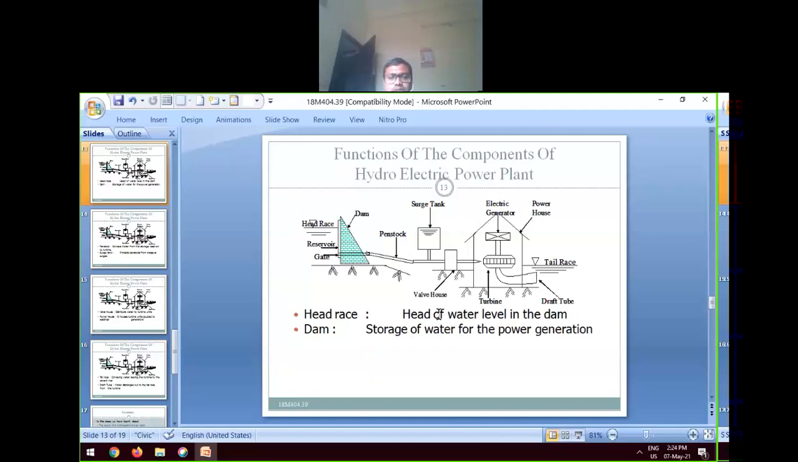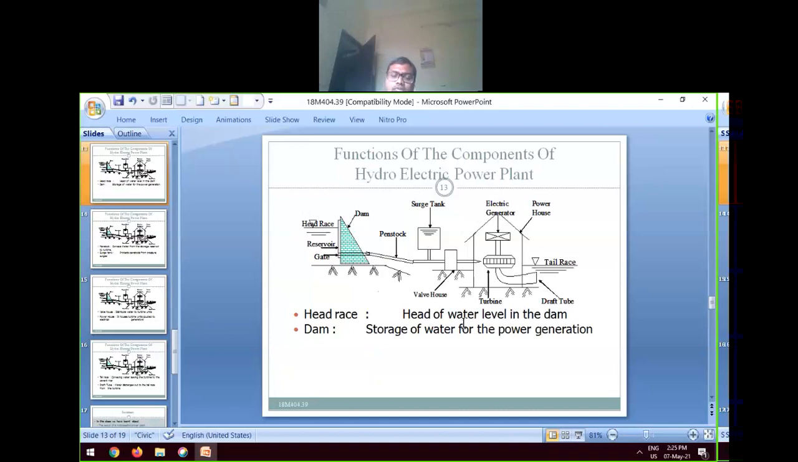This is the head race, the head of water level in the dam. The water stored in the dam up to the maximum level is called the head race. Next one is the dam. A dam is a storage of water for power generation. It is made of a concrete structure to stop the water flow forwards. So it stops the flow of water at that certain area, up to a certain height.